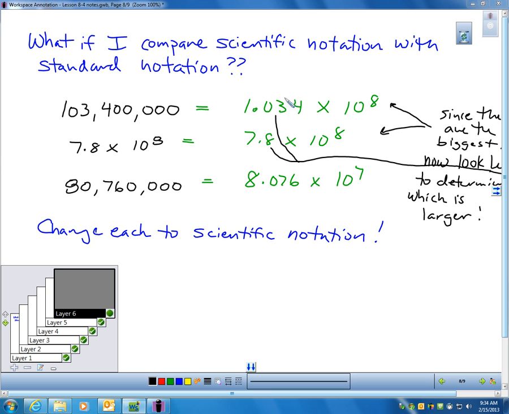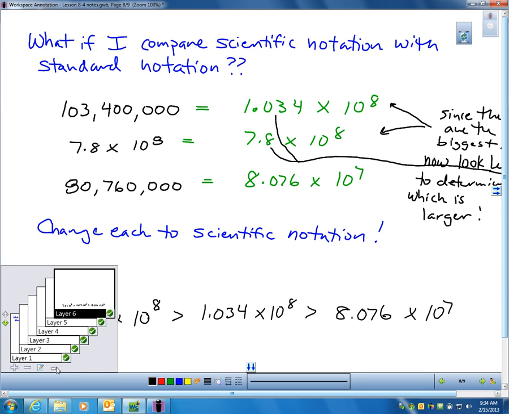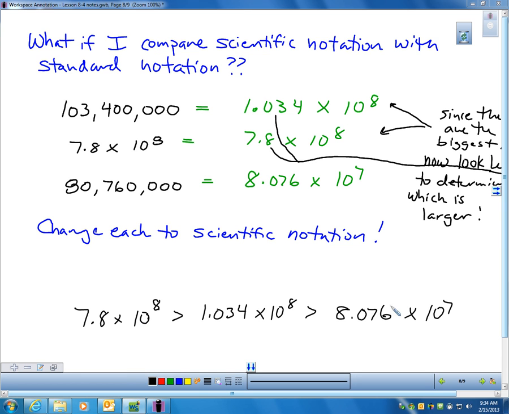This would be second biggest. This would be the smallest. And I can order those then. I did it in this case from greatest to least.